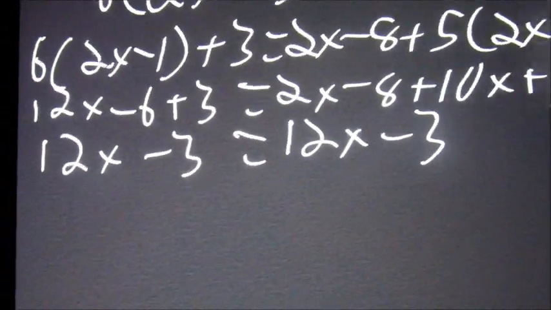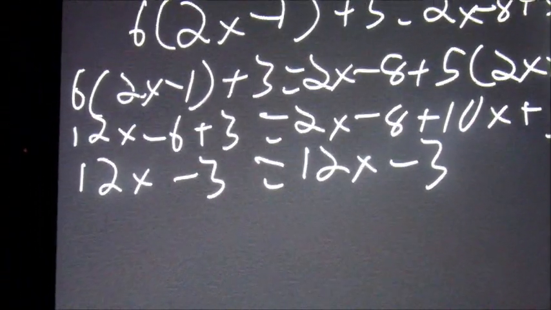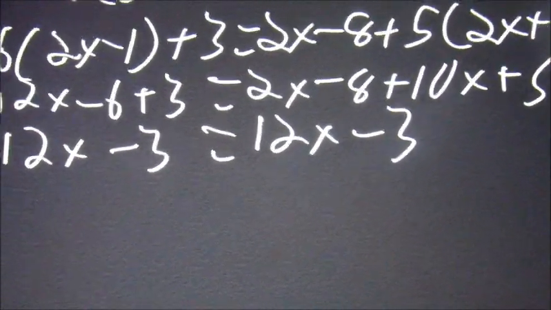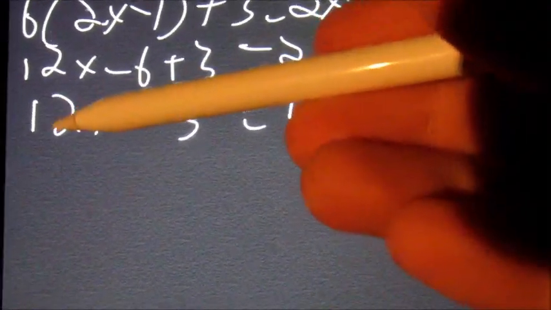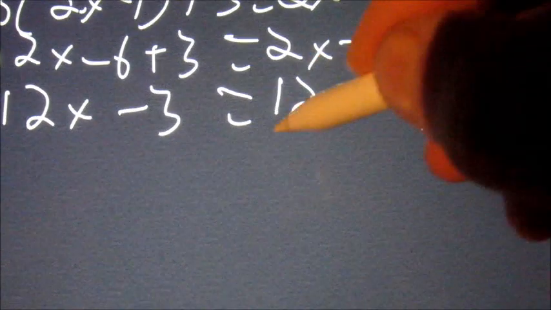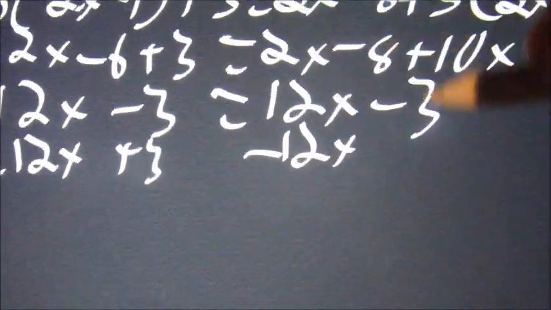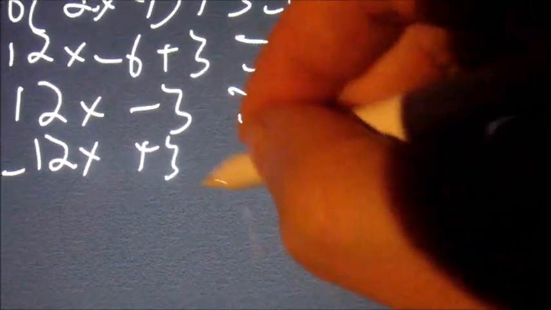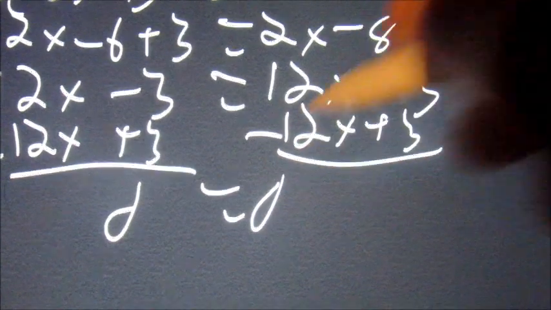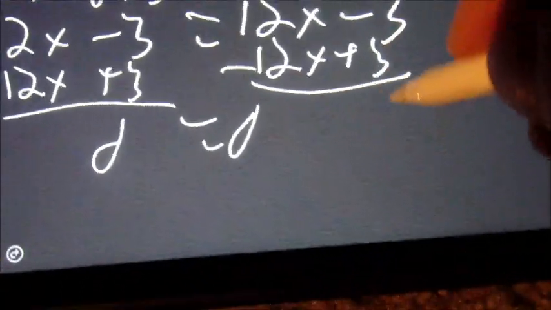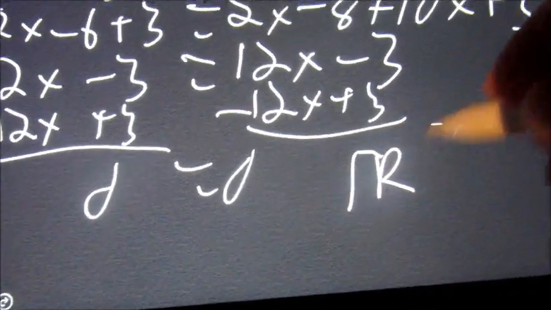Okay, as you see here, we have the exact same thing on both sides. I'm going to go ahead and work it through to show what happens. I'm going to move my x's to the left and my numbers to the right. So minus 12x, minus 12x. I'm going to move this 3, so plus 3, plus 3. And I'm going to get 0 equals 0. The answer for something like this is all real numbers.